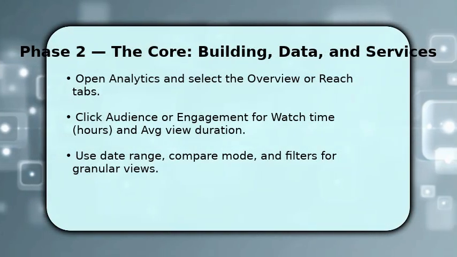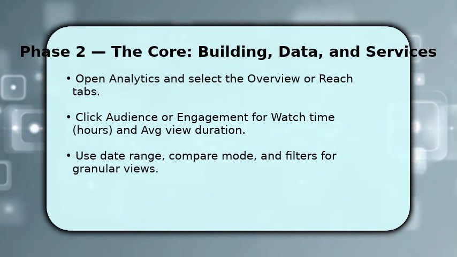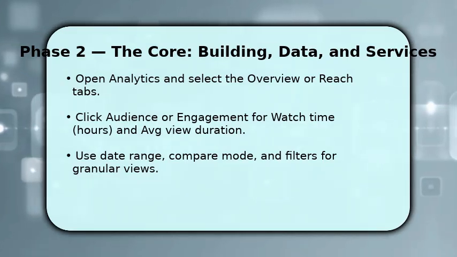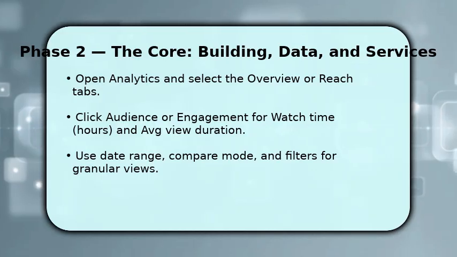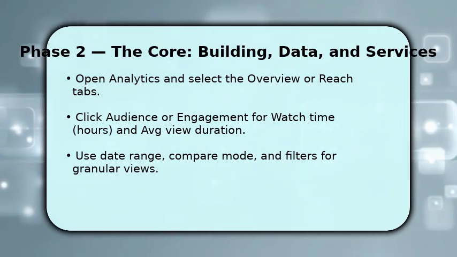Next, find the watch time metrics inside Analytics. Choose Overview, then click Engagement to reveal watch time in hours and average view duration. You want to understand both total hours and per view averages, because hours show scale while averages show retention quality.